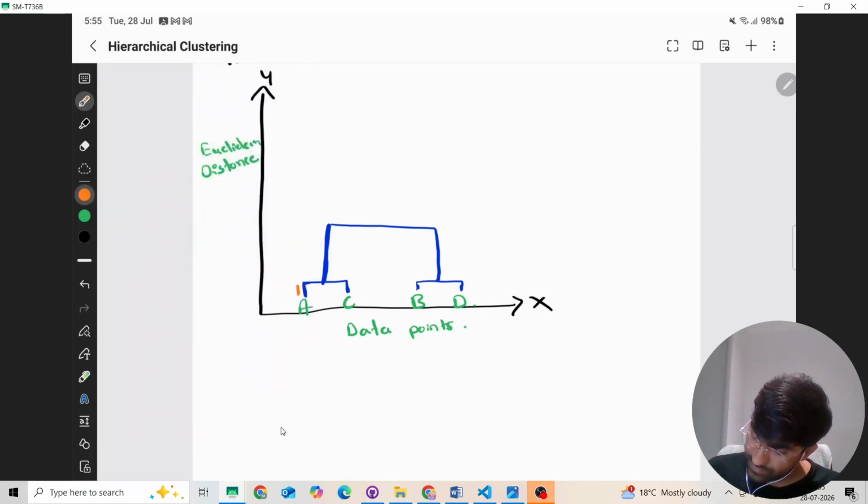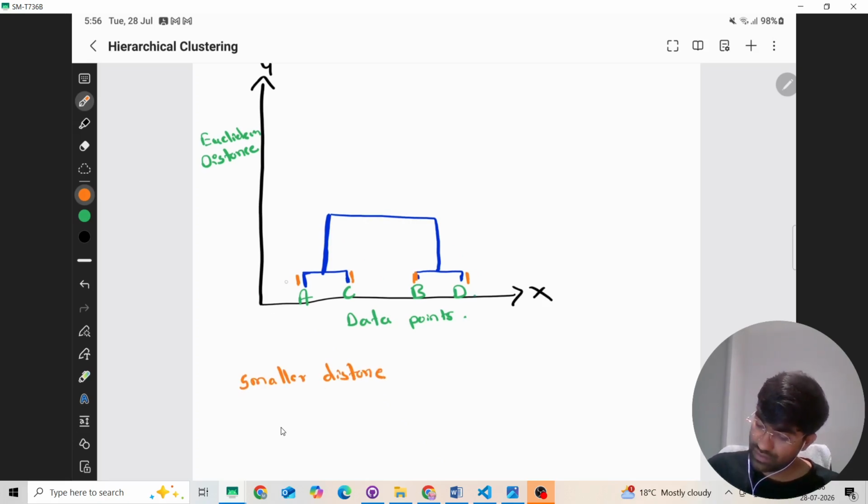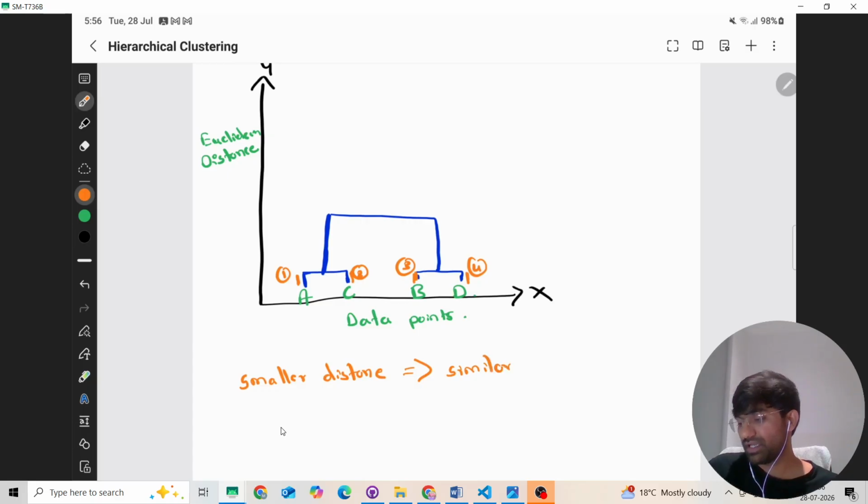This line is the Euclidean distance, because the y-axis is Euclidean distance. This is also distance. This is also distance. This line is also distance. So if it is smaller distance, you see in this diagram, lines 1, 2, 3 and 4 have smaller distance. Smaller distance means similar clusters.